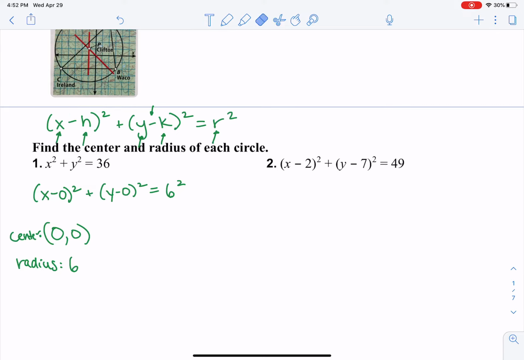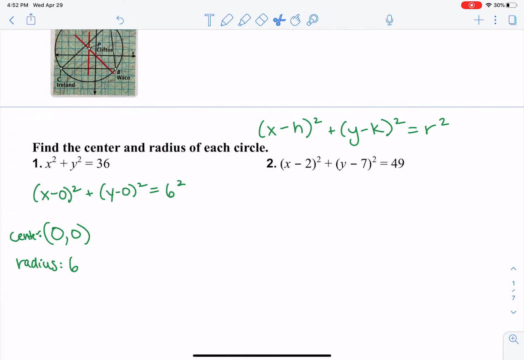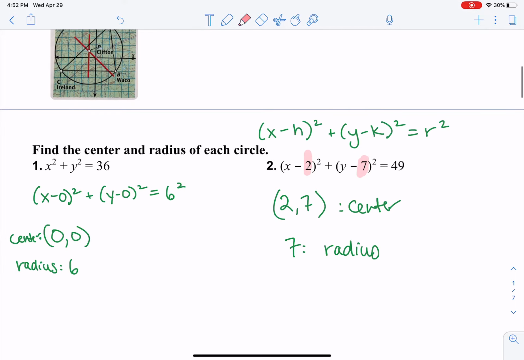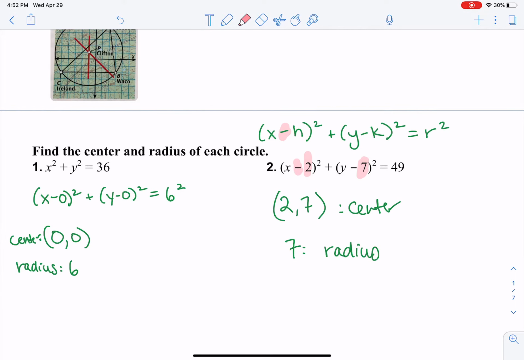Let's move our formula over and try it with this one. This one follows the pattern pretty nicely. It looks like the center is 2, 7, that's the H and the K. 2, 7 is the center. And then 49 is the same as 7 squared, so 7 is the radius. So the minus sign is part of the equation. So the center there is 2.